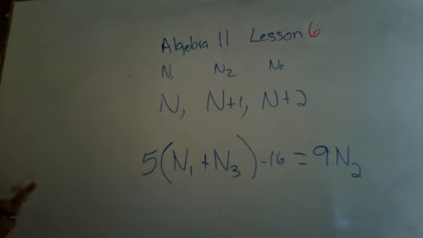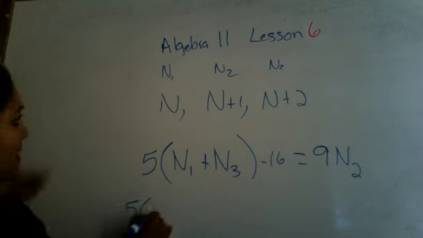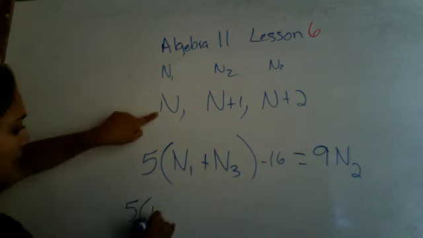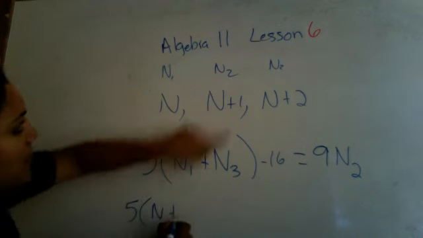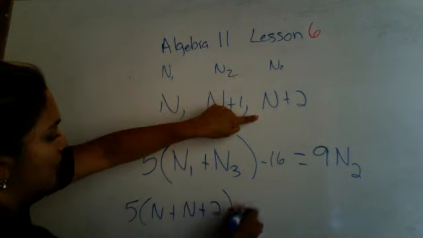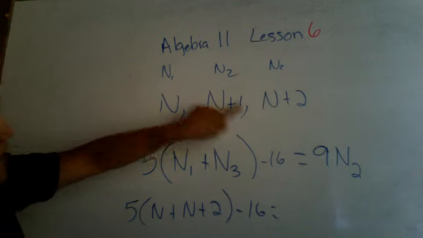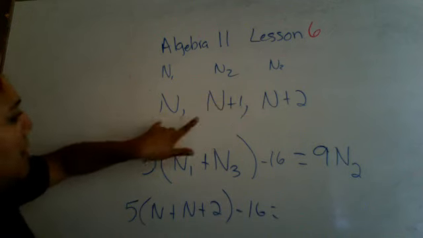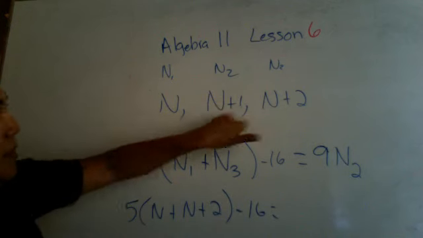So we simply, before we distribute, I'm going to go back and say, what is n1? It's just simply n. What is n3? n plus 2. Are you with me so far? That's why I use the subscripts. I've said I need 3 consecutive integers. First one's going to be n, then n plus 1, n plus 2.